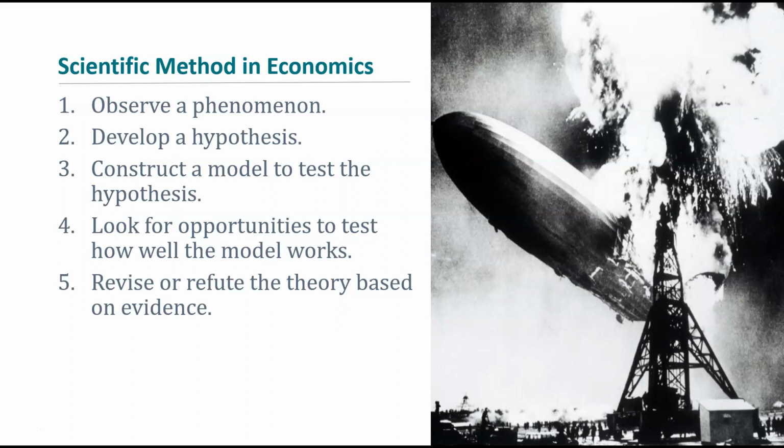Next, you construct some model to test this hypothesis. So you think about maybe the supply and demand model from economics, which we'll study in the next chapter, and you think about how when the price of a hybrid falls, how that might change the quantity that people want to buy. And so you have some theoretical model that says, in theory, this is how these relationships should work.